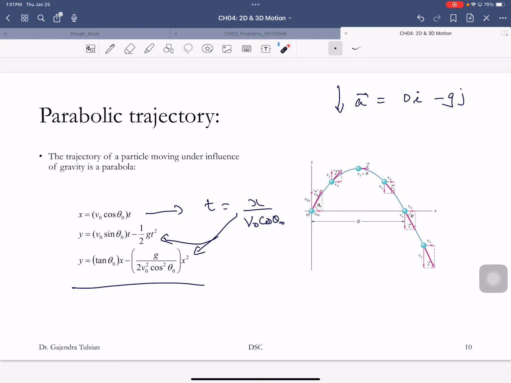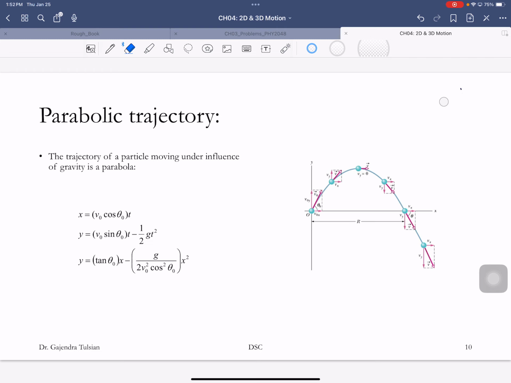Again, under what assumption did we derive this? We derived it under this assumption. And this is saying the only force acting on it is the force of gravity. All right, but you knew all of that.